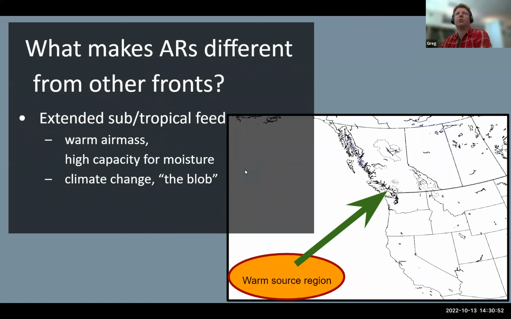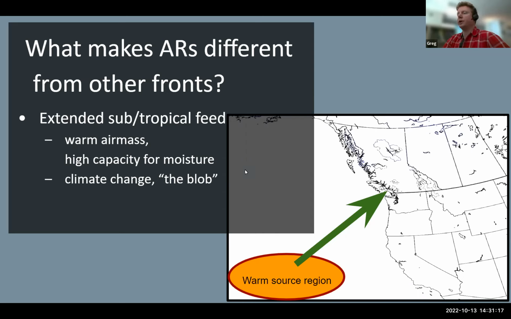Okay, next we'll talk about what makes atmospheric rivers different from other fronts. So I think the main differentiator is that you have this kind of extended feed from the subtropics or tropics. And as a result of that, you have a relatively warmer air mass, and what comes with that is that the air mass has a higher capacity for moisture.